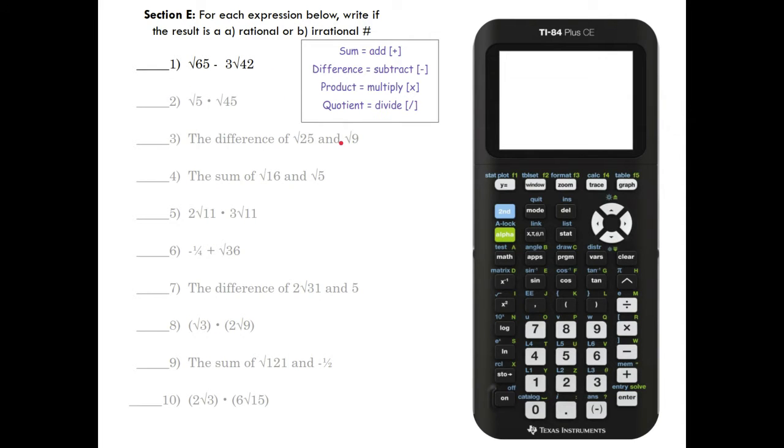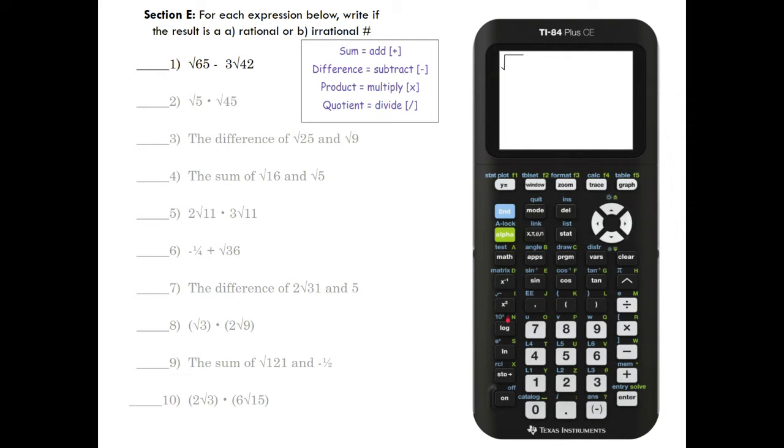So see question number 1. It says radical 65 dash. Again, if it's in between two numbers, the dash means minus. That's radical 65 minus 3 radical 42. So you're going to plug that into the calculator. You go to second right here, second, and then we have the x squared that gives you the square root. If you see it in blue, there's a lot of things in blue.